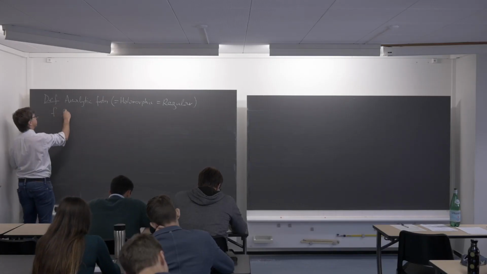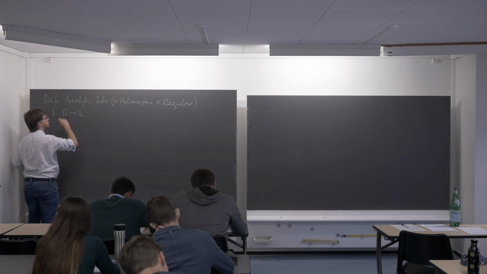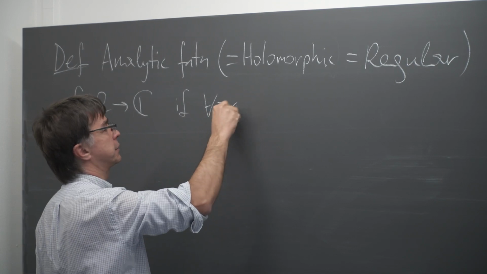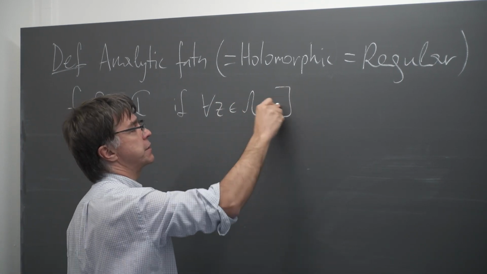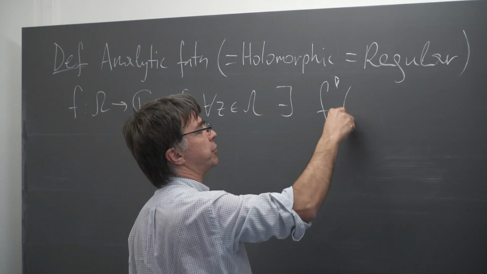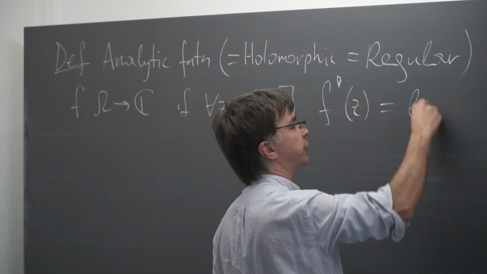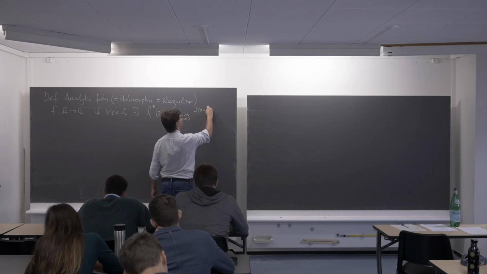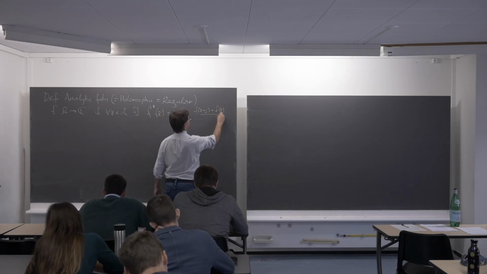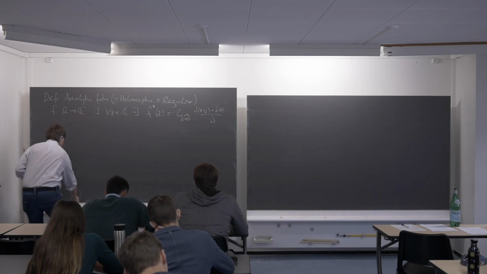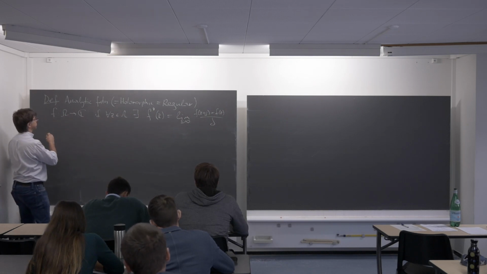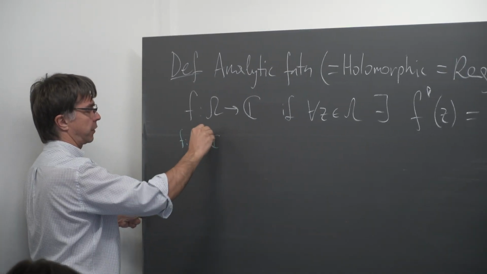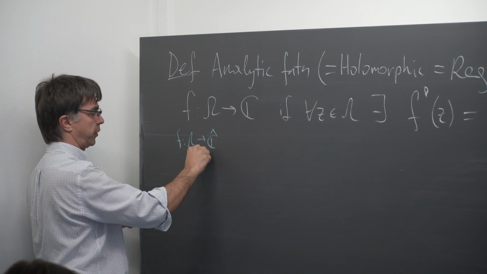f is a function from omega to the complex plane, so it's called analytic if for every z in omega there exists a complex derivative of f. So it's a limit as, let's say, delta goes to 0, of (f of z plus delta minus f of z) over delta. Now, sometimes we will have functions which go to the complex sphere, and then we call them meromorphic.